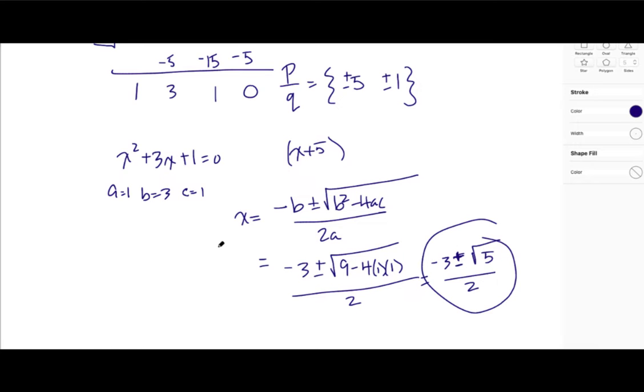Here are two roots. Our roots are negative 3 plus square root of 5 over 2. Our other root is negative 3 minus the square root of 5 over 2. And our other root, of course, is negative 5. So that's where our three roots are.